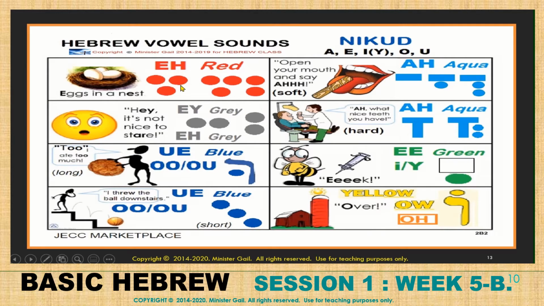Eh. These are for the E sound as eh, like eggs in a nest. It'll be written this way, three dots, or five dots, or three dots. Then we hit eh. Sometimes this just stands for a break in the syllable in the word. It has no vowel meaning at all. When you see two dots down, it means it's a break in the syllable. Two dots across is your E.